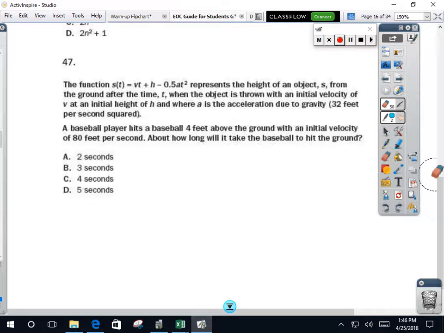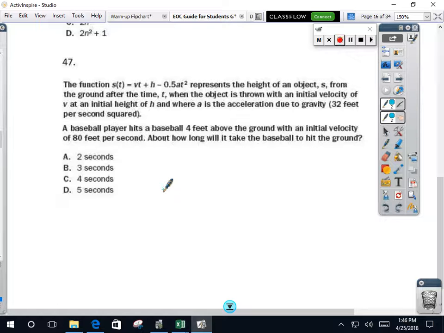The function s of t equals vt plus h minus 0.5 at squared represents the height of an object, s, from the ground after the time t, when the object is thrown with an initial velocity of v at an initial height of h, where a is the acceleration due to gravity, 32 feet per second squared. A baseball player hits a baseball 4 feet above the ground with an initial velocity of 80 feet per second. About how long will it take the baseball to hit the ground?